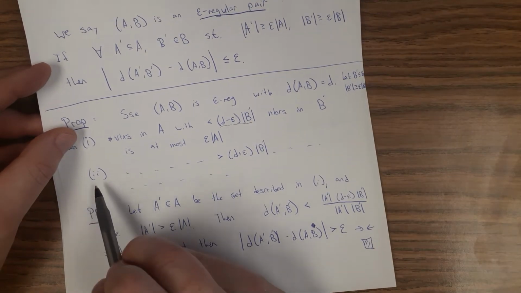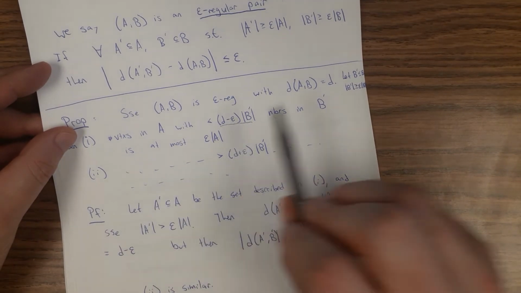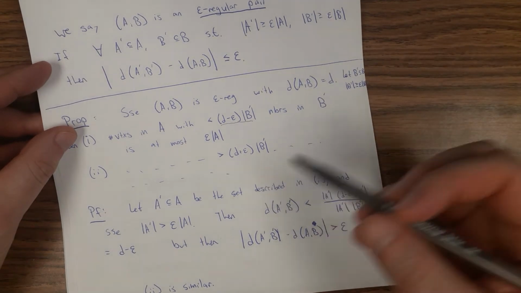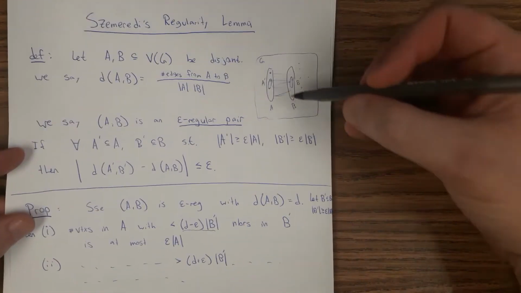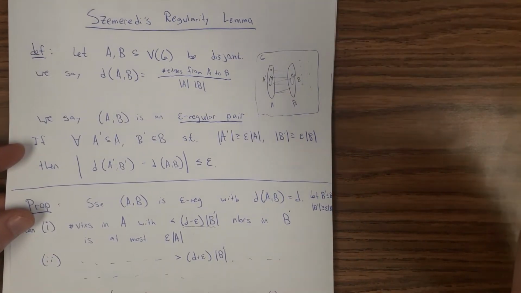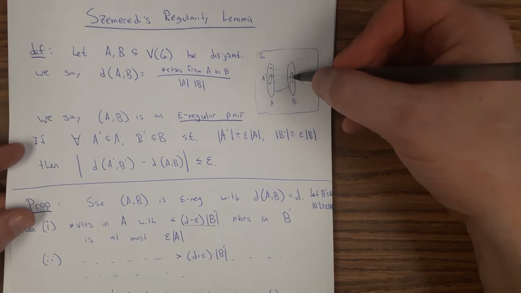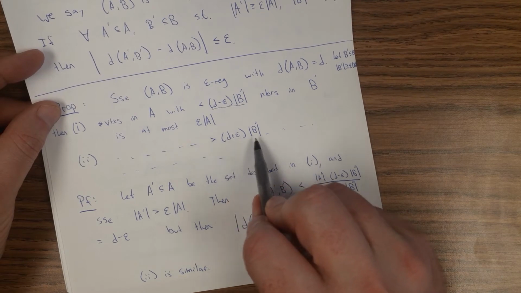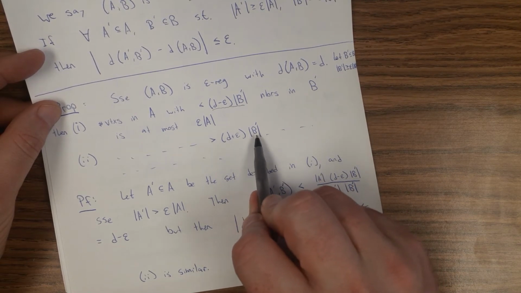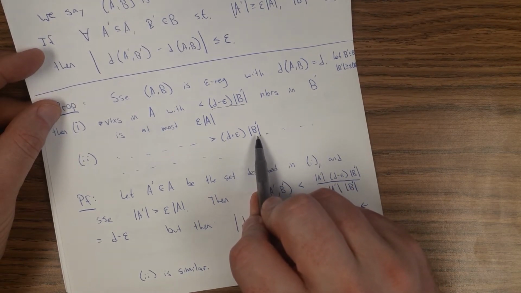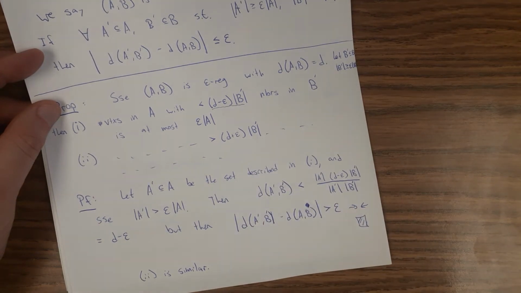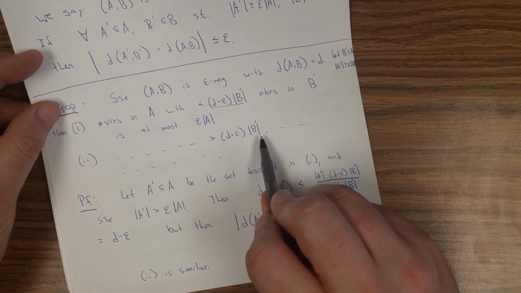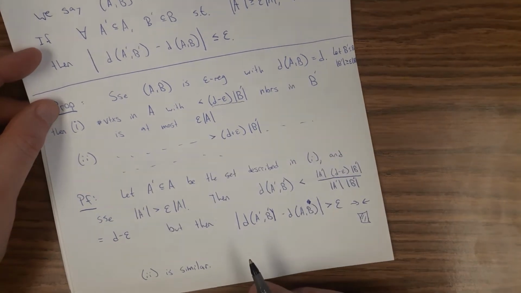Similarly, there's a part 2 that is just talking about vertices in A with too many neighbors in B prime. Once again, a vertex in A intuitively should have d times B prime many neighbors. So there shouldn't be very many vertices in A that have (d plus epsilon) times B prime many neighbors in B prime. And part 2 just says that the number of vertices in A like that is also at most epsilon A.